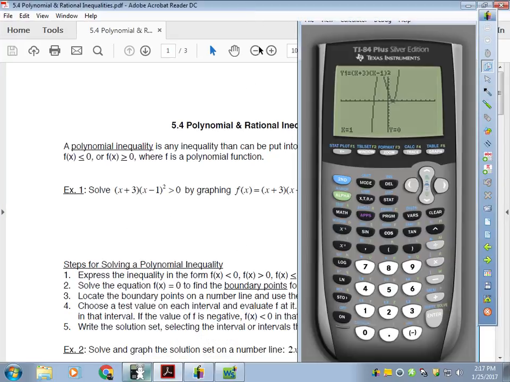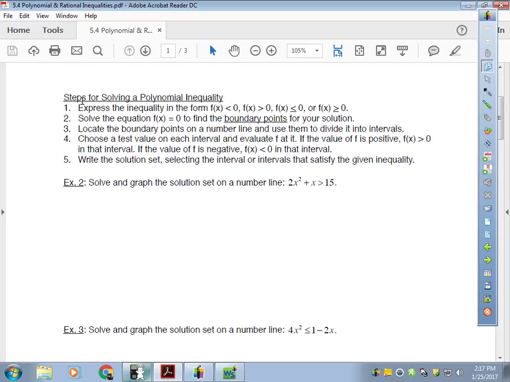We can also solve these inequalities algebraically. And that's what our steps right here say. First off, rewrite the inequality so that it has 0 on the right-hand side. Okay? So it looks like one of these things. Step 2, solve the equation f of x is equal to 0. So replace the inequality with an equal sign and solve. The solutions you get are called the boundary points for your solution. They are the boundaries. Step 3, put your boundary points on a number line and use them to break your number line into intervals.